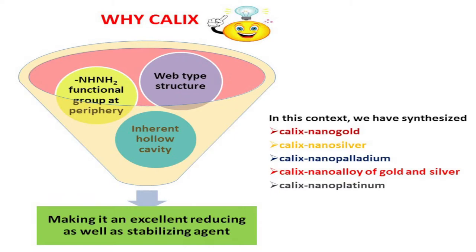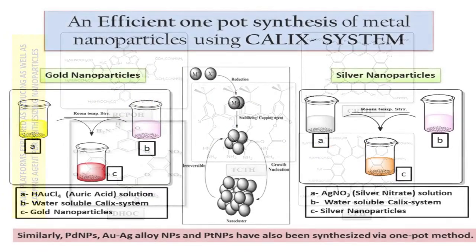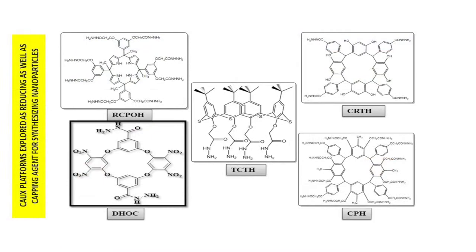You see, these are the various platforms which we have used. This is derived from oxacalixarene, this is derived from thiacalixarene, this is derived from resorcinol, this is derived from calixarene. So just see, this is octahydrazide and this is tetrahydrazide. This is also tetrahydrazide. This is polyhydrazide. You see, I think there are 12 hydrazides there. Okay.